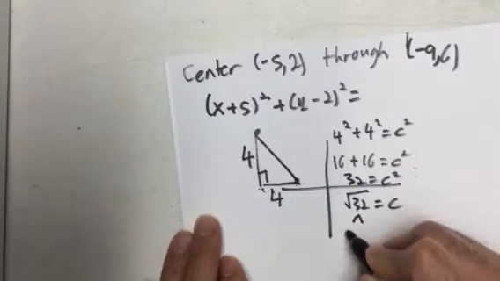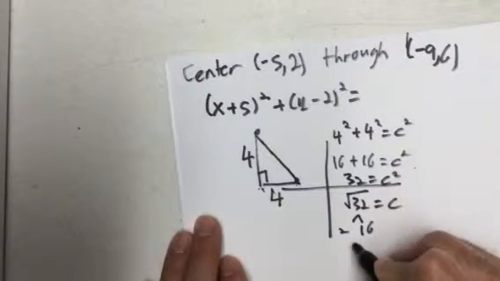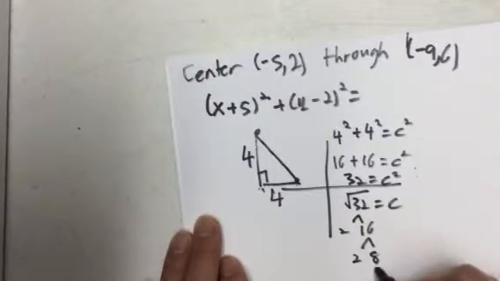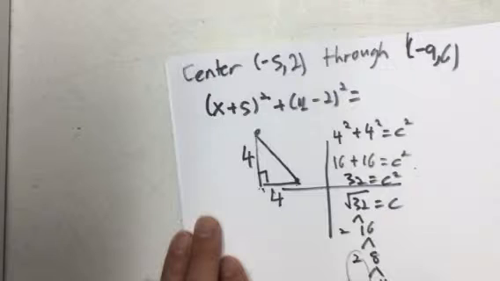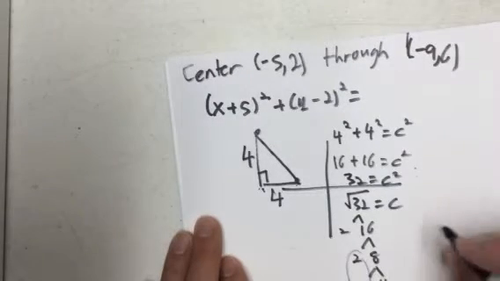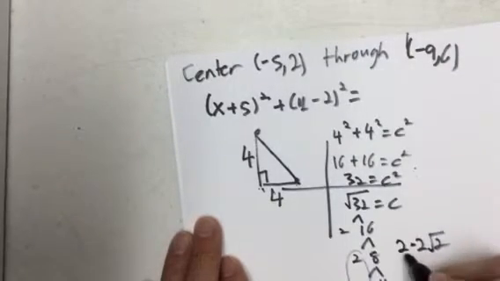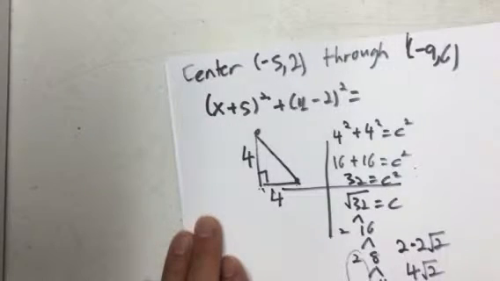32 breaks up as 2 times 16. 16 breaks up as 2 times 8. 8 breaks up as 2 times 4, and 4 breaks up as 2 times 2. So we can pair up those 2's. We have a 2 here and a 2 here that can pair up, and then we have a 2 left over. So we can pull out a 2, pull out another 2, and have a 2 left over. 2 times 2 on the outside gives us 4 root 2. So that right there, 4√2, is the radius.